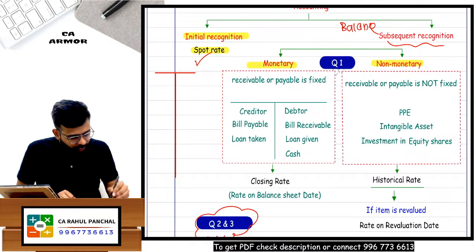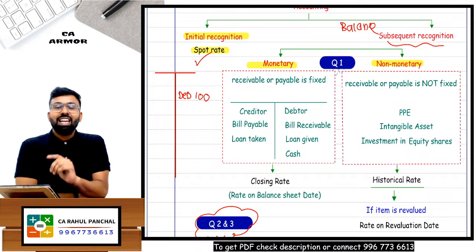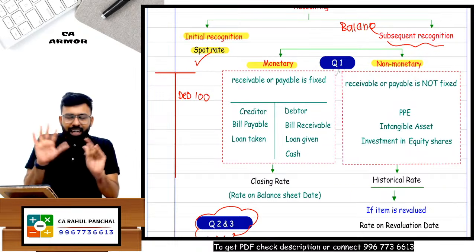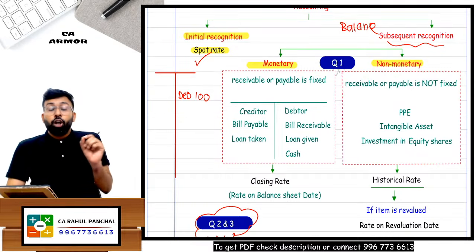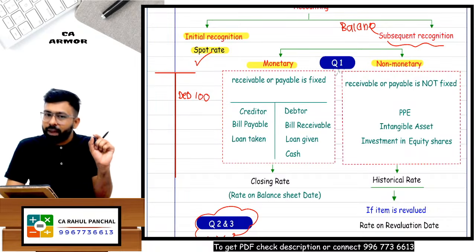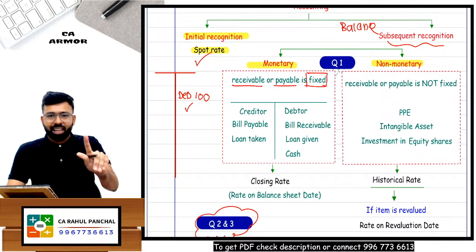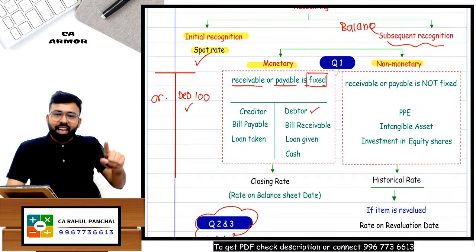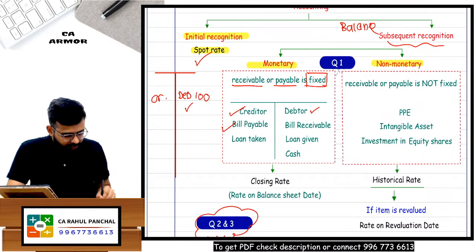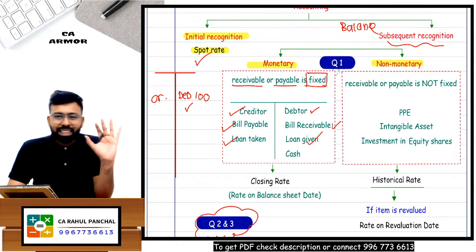Suppose I make this account and say, sir, debtor 100, what does it indicate? Today if I liquidate the company, let us assume, and everything goes well, will I get 100 rupees from my debtor? Yes. Or do I have the right to ask for 100 rupees? Yes. So it is a monetary item, because the amount receivable or payable is fixed. Whatever is written in the book, that I can get. Even for a creditor, whatever amount is written, I will have to pay. Same goes for bill receivable, bill payable, or loan taken or loan given. So these are monetary.